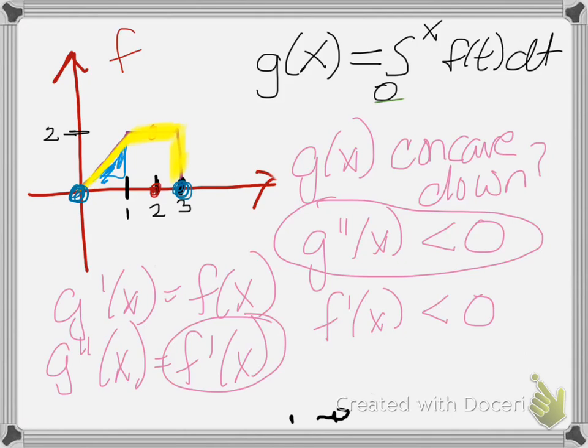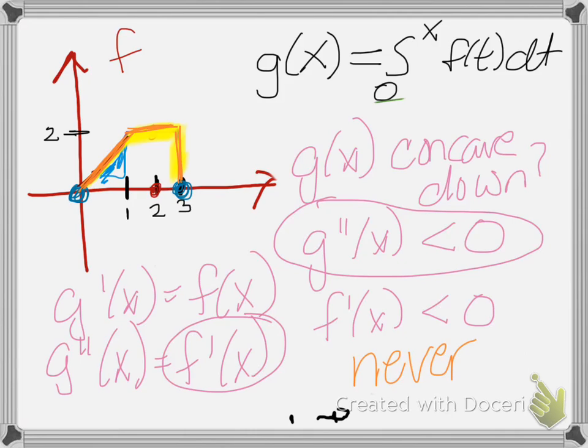So f prime means the slope. So when is the slope less than 0? Meaning when is there a negative slope? So if you look at the picture, the slope is actually never negative, because here it's positive. Let me get a different color. Okay, here it's positive, here the slope is 0, and actually here the slope is undefined because it's a vertical line. So when is f prime of x less than 0? Never. So that means it's never concave down.